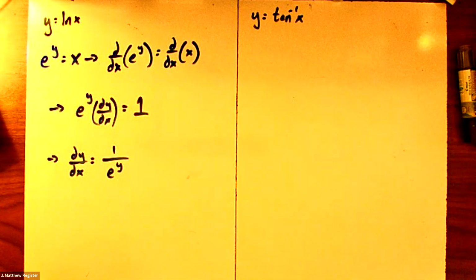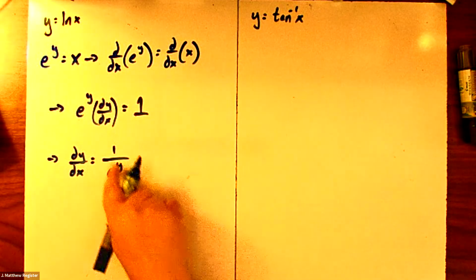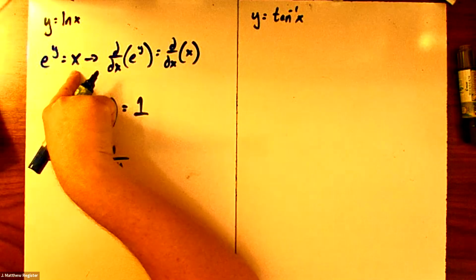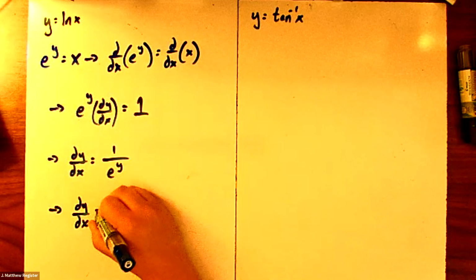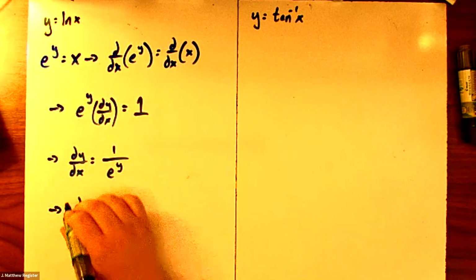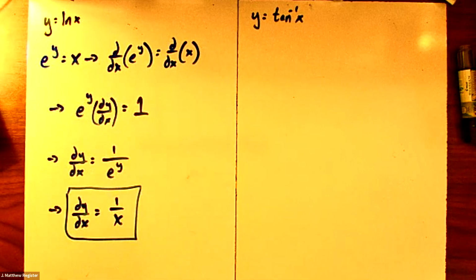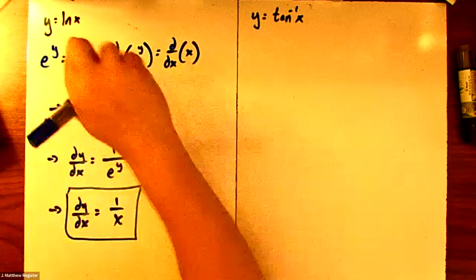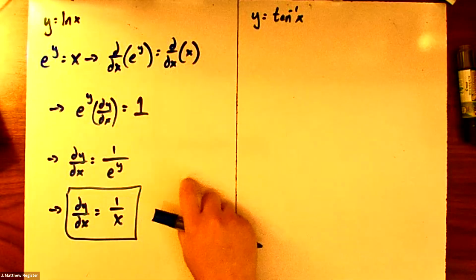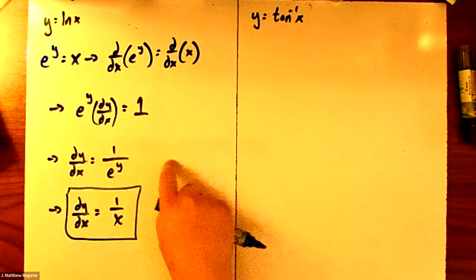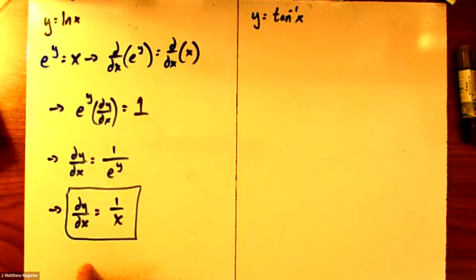And here's the fun step. When we go back, e to the y, we defined as being x. So that means that dy dx is equal to 1 over x. This is a very nice proof that the derivative of the natural log of x is equal to 1 over x. And it's usually the proof that I go with. The difference quotient definition proof is not very nice for this one. But this proof, that's nice. I like that one. And I believe there's a similar nice one for the arctangent of x.